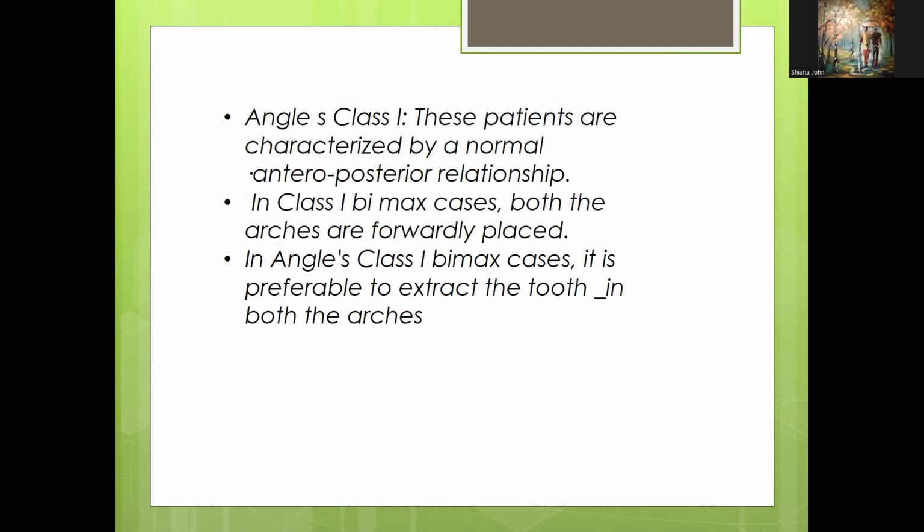Angle class 1: these patients are characterized by a normal anteroposterior relationship. In class 1 bimaxillary cases, both the arches are forwardly placed. In Angle class 1 bimaxillary cases, it is preferable to extract the teeth in both the arches.